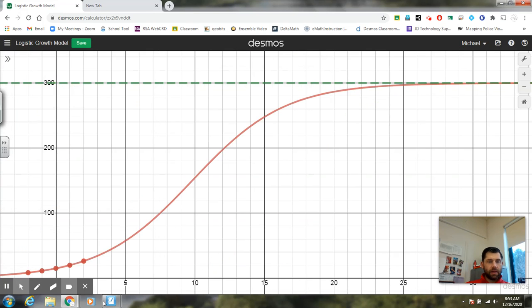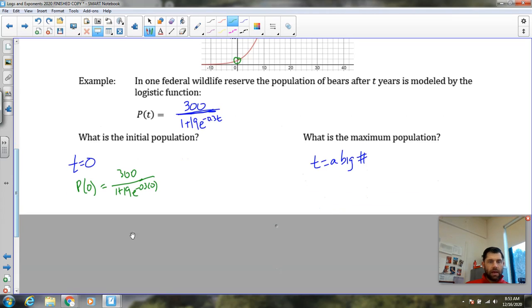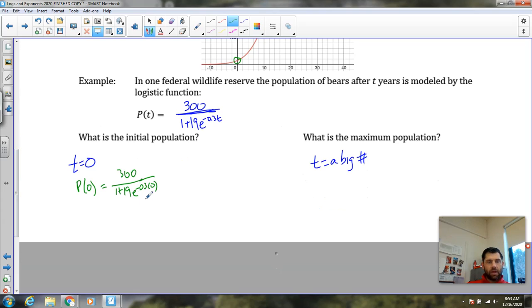All right, so let me close that back up. Algebraically, we could do this as well. When t is 0, we're literally just going to plug in 0. So we'll do p of 0, 300 over 1 plus 19 e to the negative 0.3 times 0. Anything times 0 is 0. So we end up with, in my denominator, e to the 0 power. Okay, you with me there? This times 0 is 0. So e to the 0 power. Anything to the 0 power is 1.